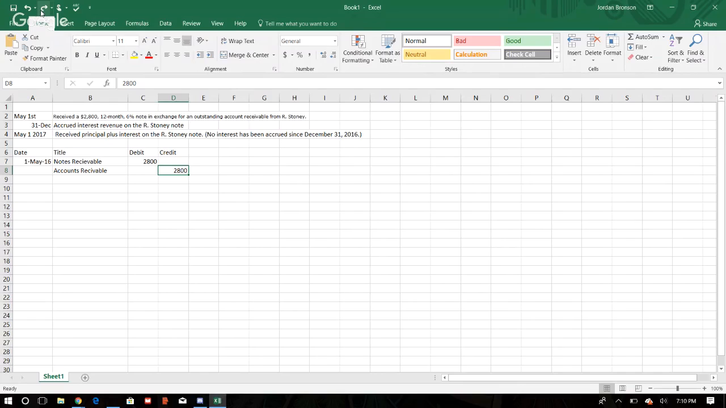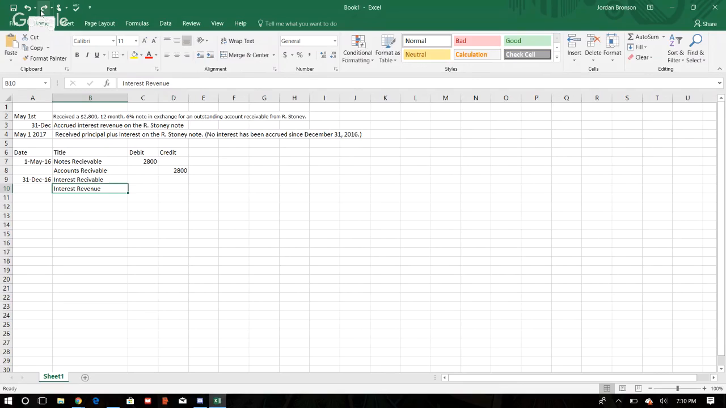We'll move on to the next one, which is December 31st, 2016. It says accrued interest revenue for the R. Stoney note, so all we've got to do is put in the interest. We'll debit interest receivable and credit interest revenue, because we don't claim that until we actually have the revenue. Something tricky here is that we've got to remember it's only from May to December that we're claiming the interest, so that's only 8 months.